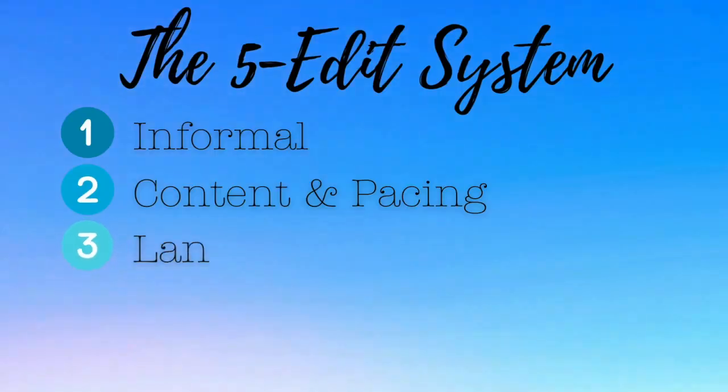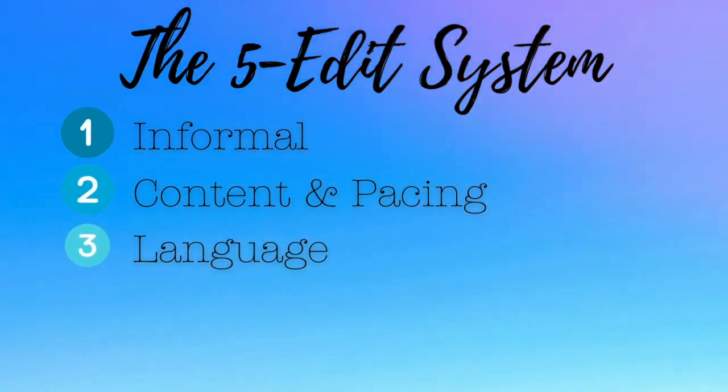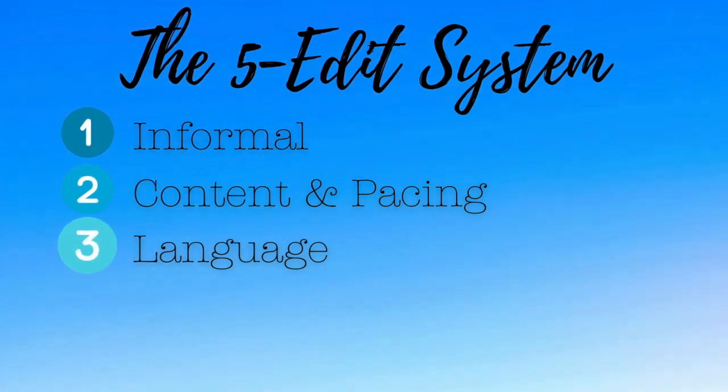Edit number 3 is probably what you think of when you're thinking of editing your book. It's the proofreading. It's when you get into the language of the manuscript. So this is the point that you look at verb tenses. It's when you look at subject-verb agreement. So all that proofreading is part of the language edit, which is the 3rd edit of the 5-edit system.